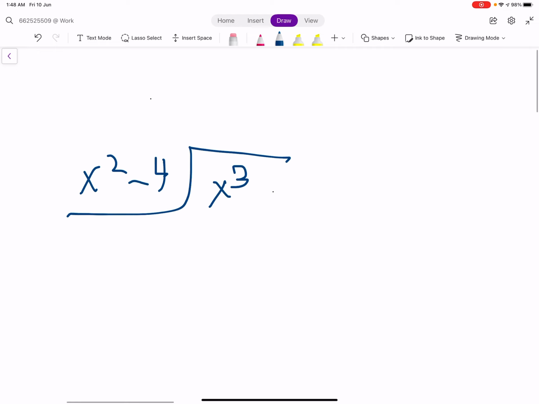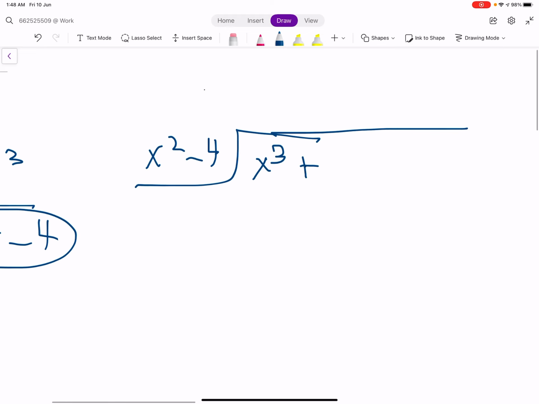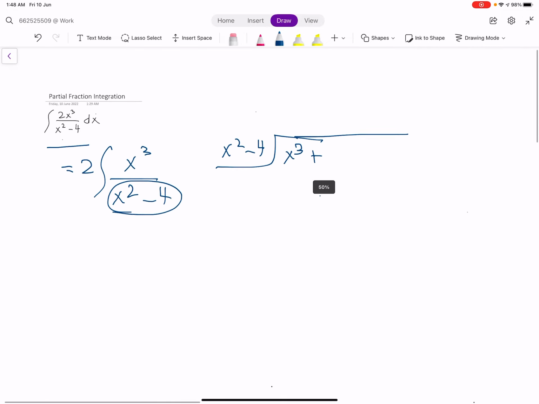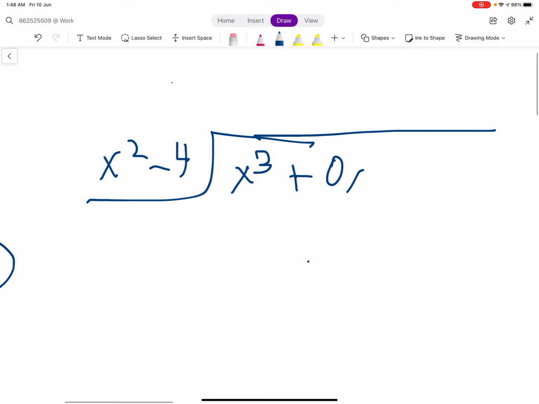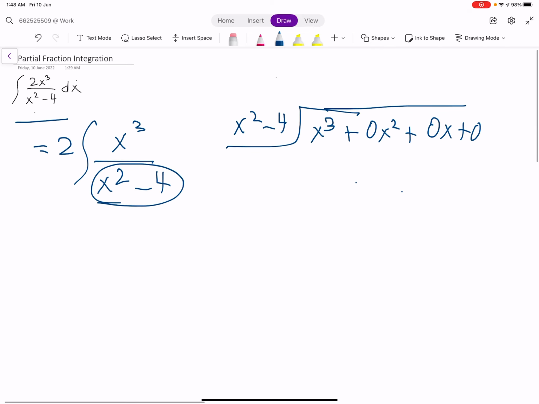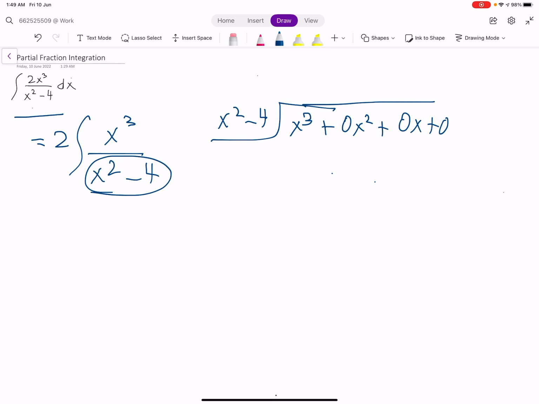To make things easier, I would advise adding more terms, but as zeros, because you don't know what the quotient will be and what the remainder will be. So I will do that: 0x squared plus 0x plus 0. It doesn't add anything to the question, but it makes things a little bit easier, so it can be more organized. So to do long division, this is the only thing you have to do.